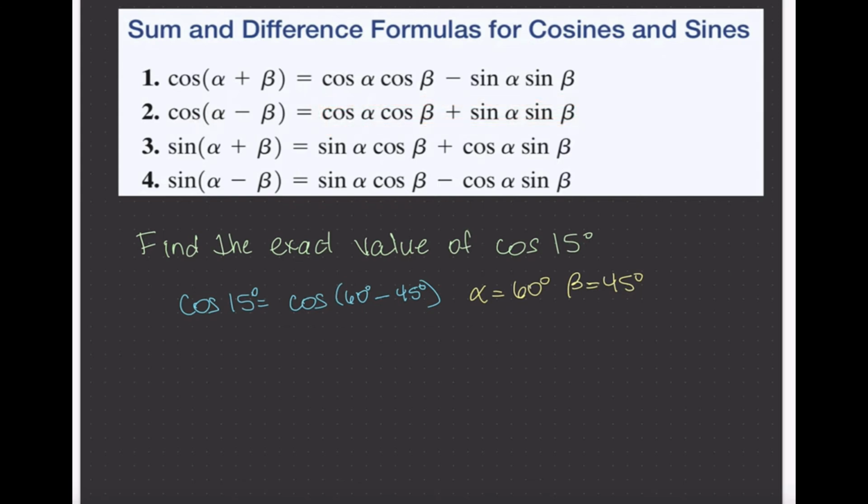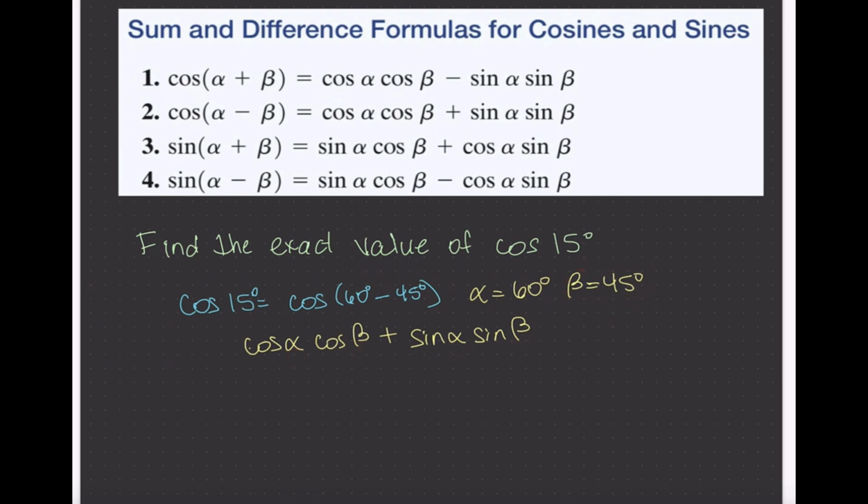So I'm just going to write it out, right? I know that my difference formula is cosine alpha, cosine beta, plus, making sure we're using the right one, sine alpha, sine beta. So I know that my alpha is 60 and I know that my beta is 45. Now I'm going to make that substitution for each of my alphas and betas.